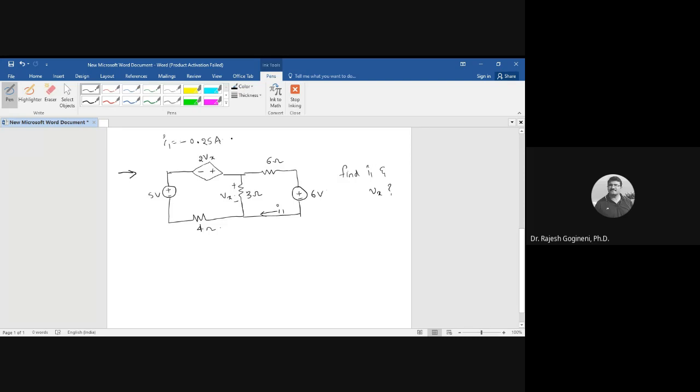So one more dependent source is there in this circuit. This is the dependent source. What type of source is it? It is a voltage dependent voltage source, right? It is a voltage source, and its value depends on the voltage. So voltage dependent voltage source.